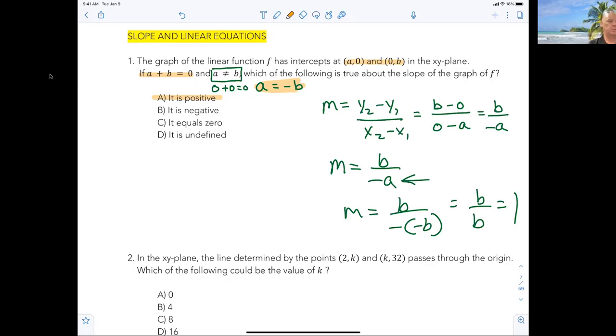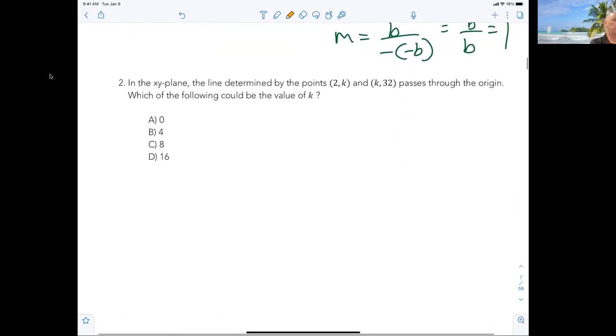Let's look at number two. Now, number two, I always tell kids, is an important question. Generally, this type of question is on the test and most people struggle with it. So now, in the XY plane, the line determined by the points (2, k) and (k, 32) passes through the origin. Now, passing through the origin is super duper important.